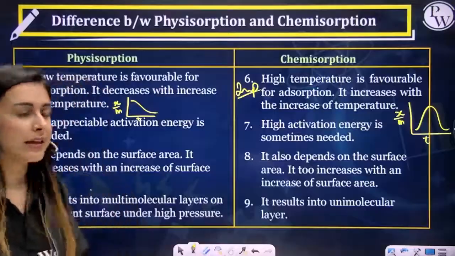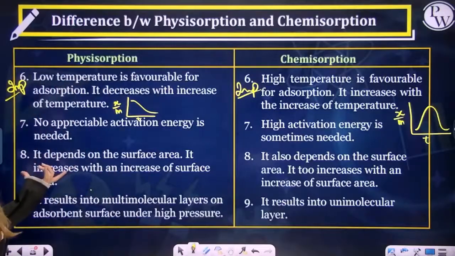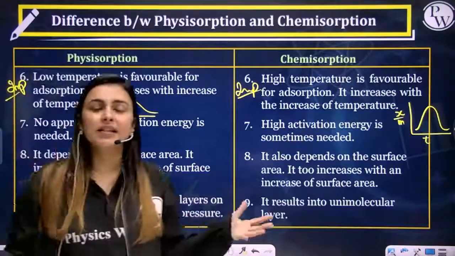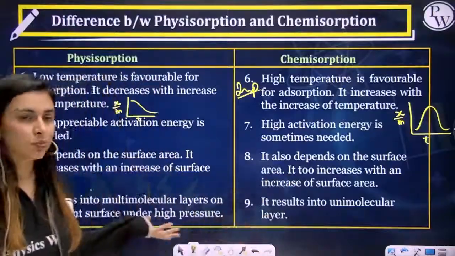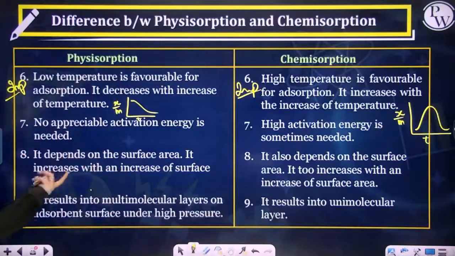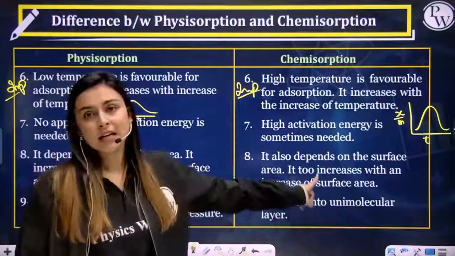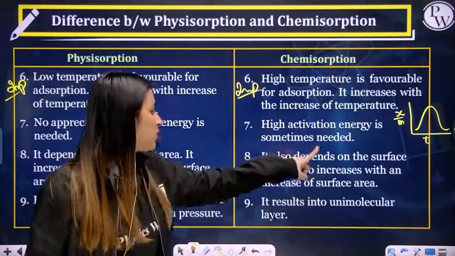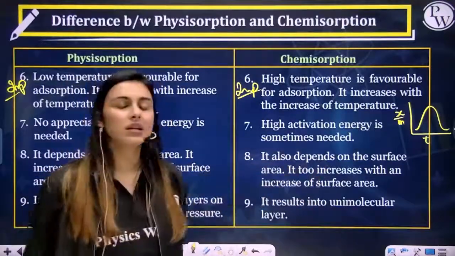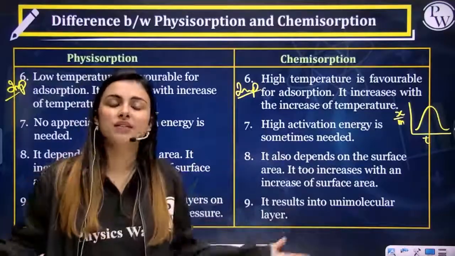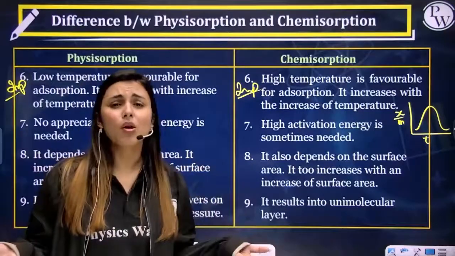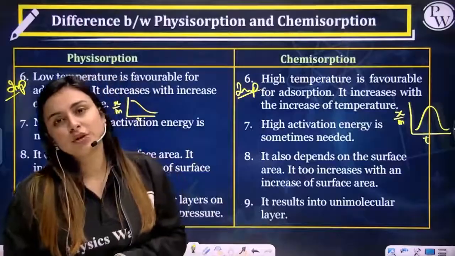Next. It depends on the surface area. The more the surface area, the more will be the adsorption. It increases with an increase in the surface area. Exactly, this will also happen in chemisorption. It also depends on the surface, and it too increases with the increase of the surface area. You will have more surface area for the reaction to happen. Obviously, more chemisorption will take place.